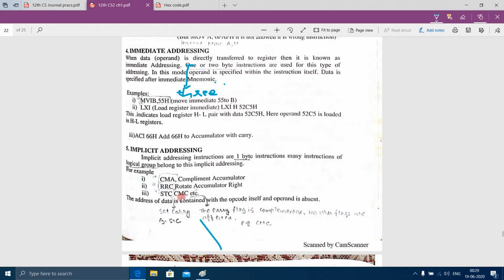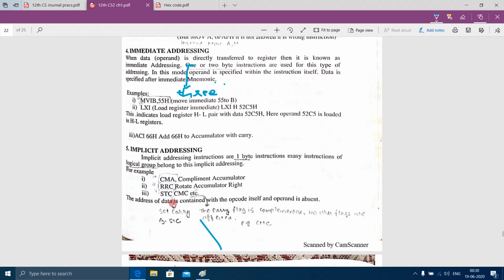CMC means complement carry. If the carry flag is 0, it will convert it into 1. If the carry flag is 1, it will convert it into 0. The difference between set carry and complement carry is that set carry always makes the carry equal to 1. If carry is 1, it will remain 1. If carry is 0, it will become 1. But in complement carry, if carry is 0, it will be converted into 1, and if carry is 1, it will be converted into 0.